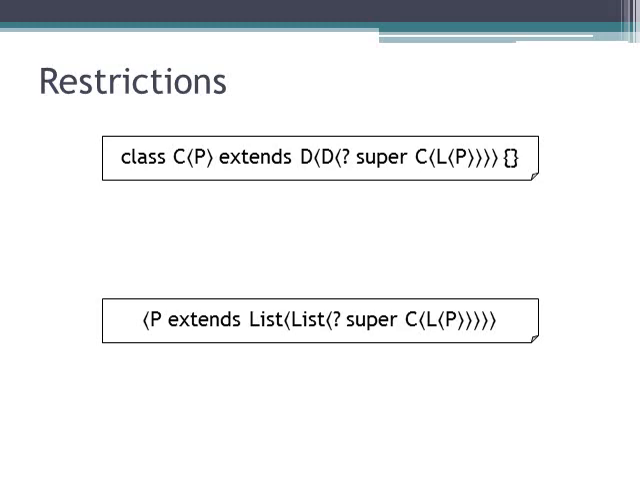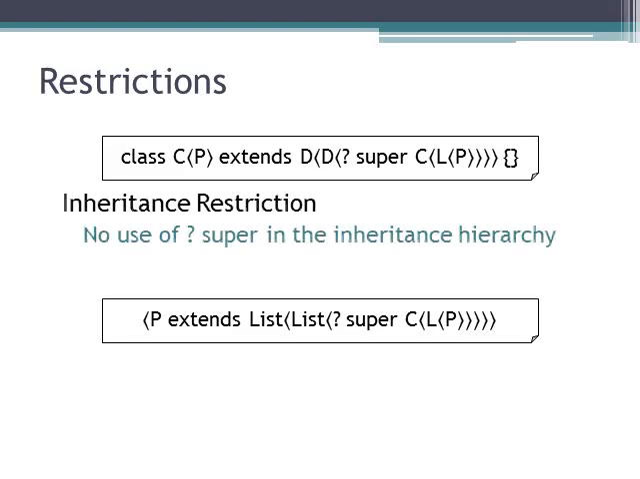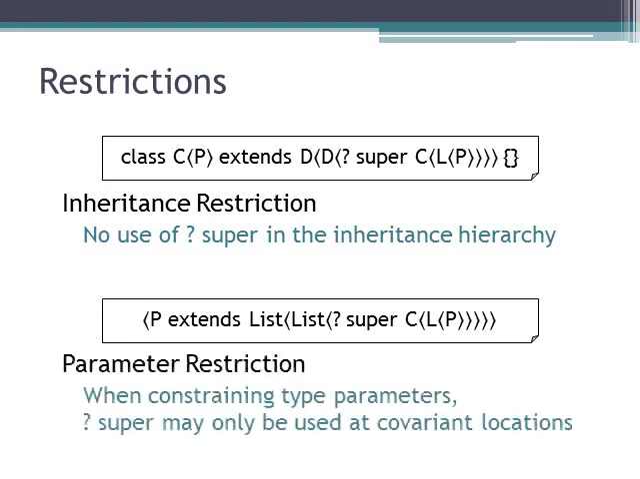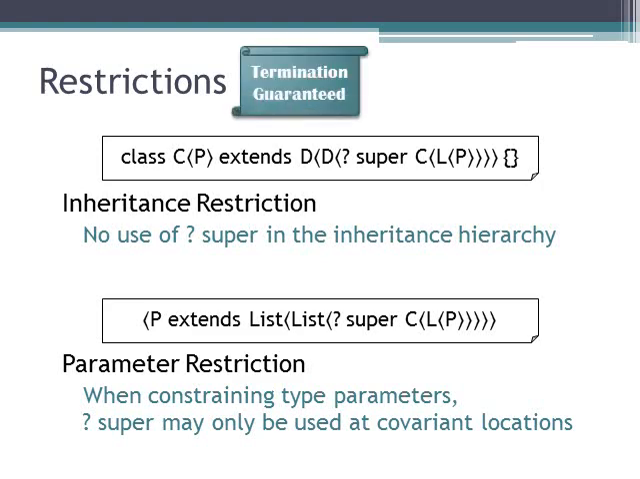In particular, we identified two classes of programs which, in unfortunate circumstances, can lead to non-termination for our algorithm. To prevent this first class, what we did is we restricted the inheritance so that you can't use question mark super when specifying the class hierarchy. For the second class, what we did is we restricted the way you can constrain parameters, allowing you to use question mark super only at covariant locations and constraints. What we proved is that with these two restrictions, our algorithm is guaranteed to terminate, meaning it will always give you an answer, and furthermore, that answer will always be correct.